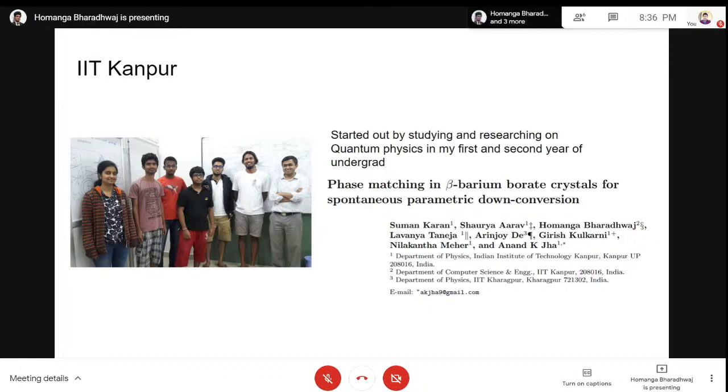I started out by doing research in quantum physics and also studying it as part of my first year course requirements. Eventually, we did a collaborative project called phase matching in a particular kind of crystal, in order to observe a phenomenon called spontaneous parametric down conversion. If anyone is familiar with quantum entanglement, this was an empirical demonstration of quantum entanglement in a physical crystal. It involved a bit of optics and a bit of computation, because I had to create a simulator for this, and of course the final experiment. These were my collaborators in the lab at the time. Most of them are not at IIT Kanpur anymore. And that is how I started doing research.